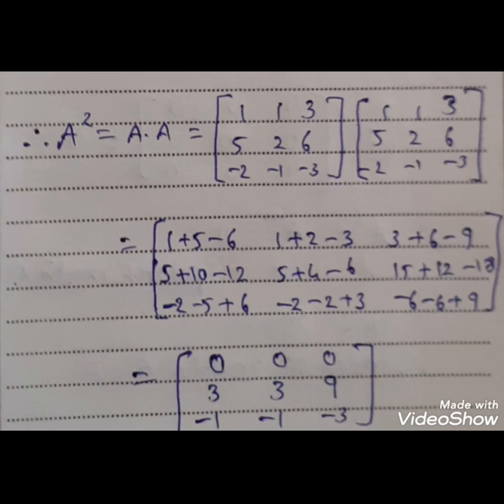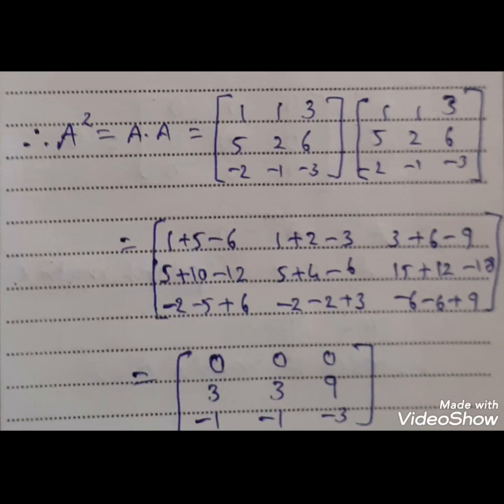Now we will discuss the elements of the third row. We multiply the third row with the first column to get the first element of the third row. Similarly, we multiply the third row with the second column to get the second element, and in the same way with the third column to get the third element. Third row multiplied with the first column: minus 2 into 1 is minus 2, minus 1 into 5 is minus 5, plus minus 3 into minus 2, that is 6. So minus 2 minus 5 is minus 7, plus 6. So minus 1 is the first element of the third row.